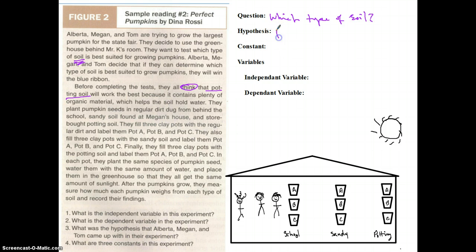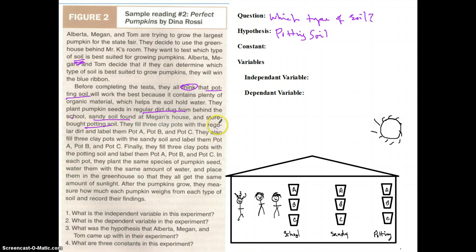So there, how about this? Potting soil. Because it's going to hold water, and again, they didn't just guess, they came up with a good reason, an educated guess. They plant the pumpkin seeds in regular dirt dug from behind the school, sandy soil found at Megan's house, and store-bought potting soil.